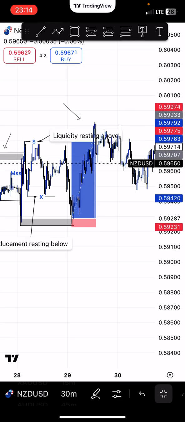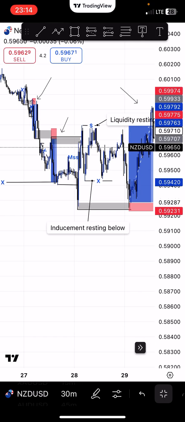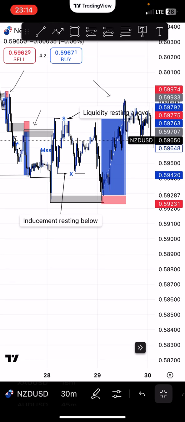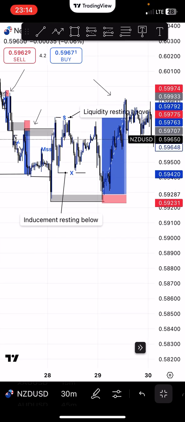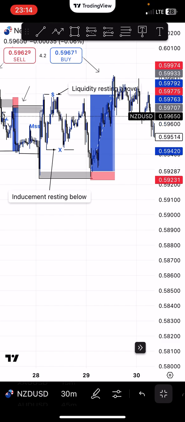So I hope you understand this. It's not very hard. It's that simple. You just need to know the market directional bias, get your inducement, get your liquidity, know what to do. This process, if you watch this video over and over again, you'll understand it. It's not very difficult, this process.